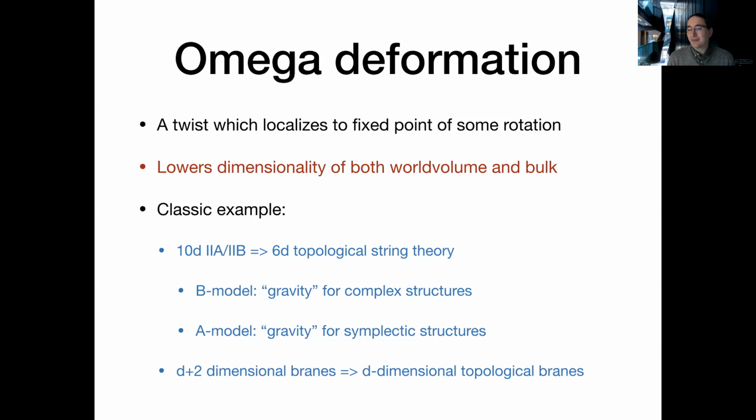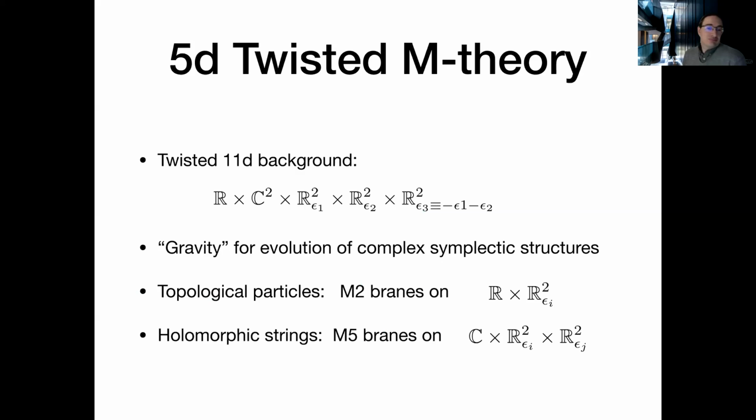In this setup, branes appear as objects which wrap two of the four omega-deformed directions and some of the directions in the manifold. And they become the topological branes of topological string theory. Now, the setup I'm interested in is twisted M theory. You start from 11-dimensional flat space, and you do a twist which introduces omega deformations in three planes. The ones that I've indicated on the screen as R epsilon 1, R squared epsilon 1, R squared epsilon 2, and R squared epsilon 3. You want to preserve the Calabi-Yau form so that the omega deformation parameters add up to zero in the three planes.